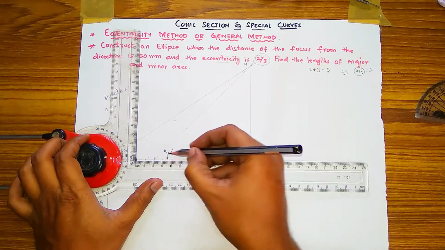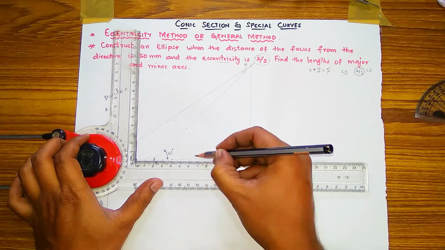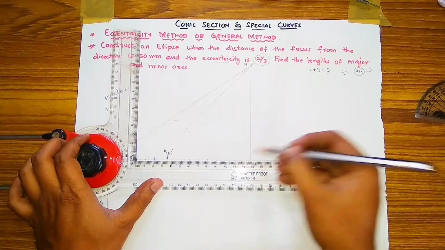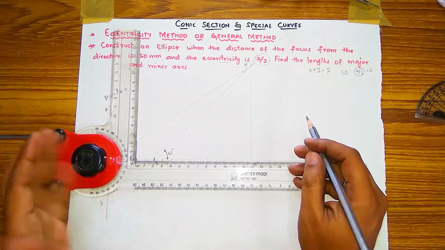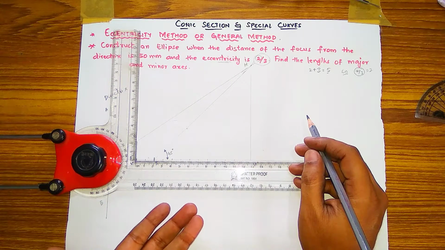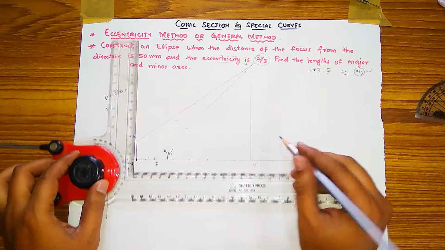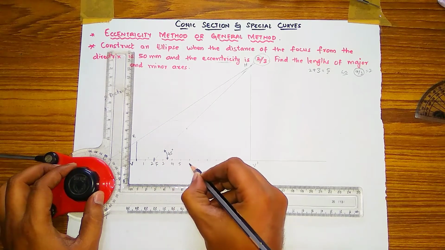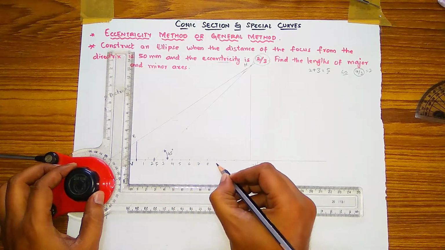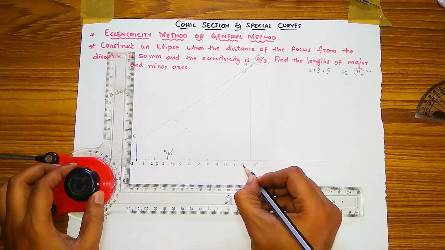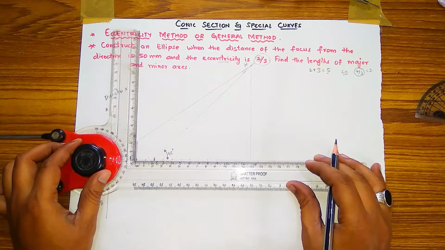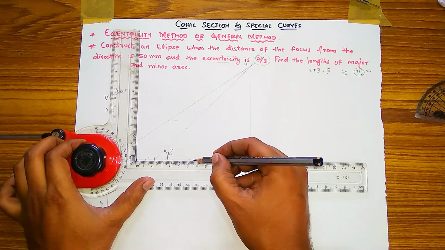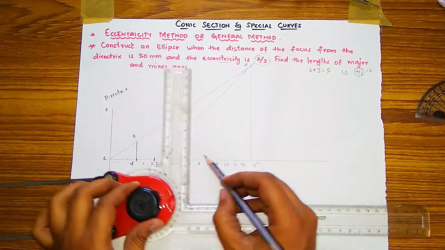1, 2, 3, 4, 5, 6, 7, 8, 9, 10, 11, 12, 13. Then you can divide into 2 centimeter also, it's up to you. After dividing it, you have to number it: 1, 2, 3, 4, 5, 6, 7, 8, 9, 10, 11, 12. Then this 13 middle will be 7.5, 6.5. So you have to take here also 6.5 this line.